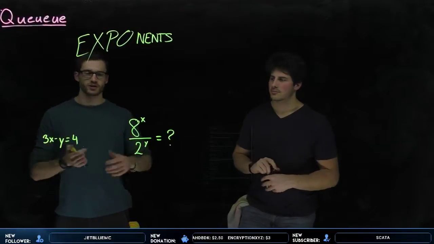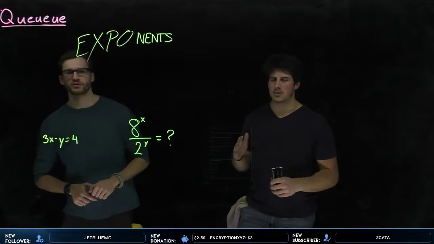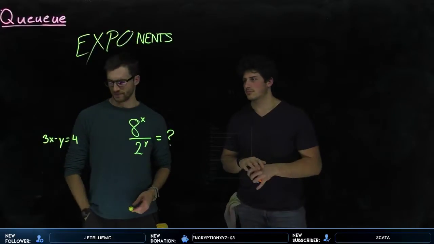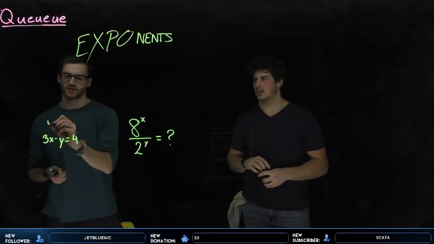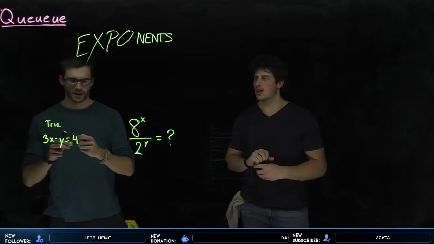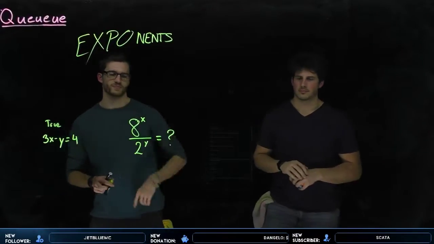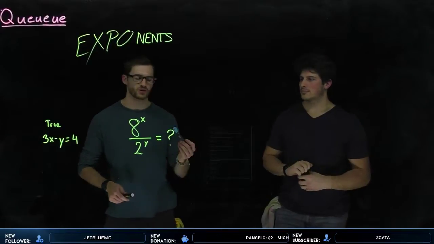Okay, I actually have a problem that I will do for you. Now, this is what we're given. We are told that this is true. Convenient. So I'm going to write a little true thing there. And we are asked to evaluate this expression: 8 to the x power divided by 2 to the y power.